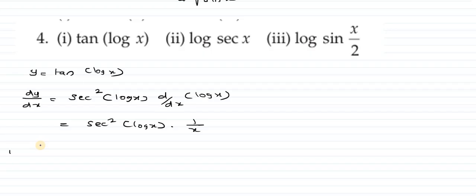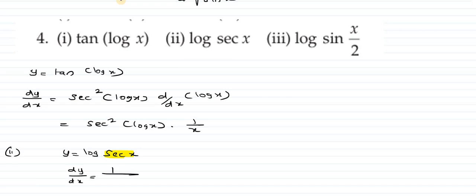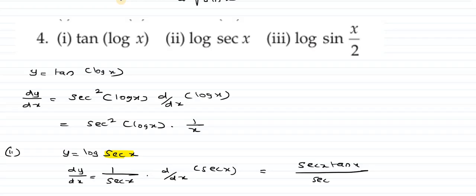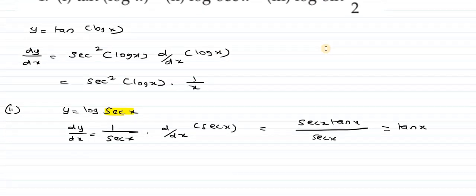Next. Fourth one, second sum: y equal to log of secant x. dy by dx is what? When you differentiate log of secant x, it is 1 by secant x, into the differentiation of secant x. The differentiation of secant x is secant x tan x, divided by secant x, which will give me tan x. This is very important because of the tan x differentiation.